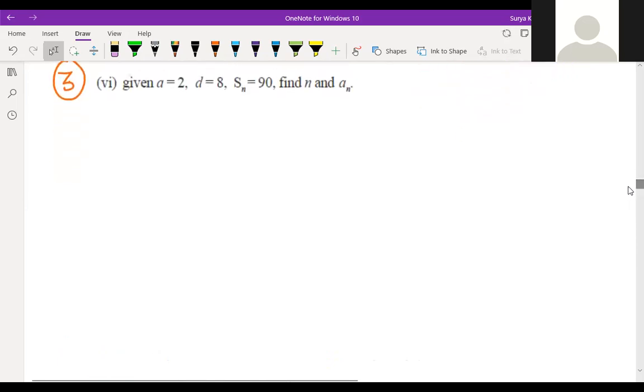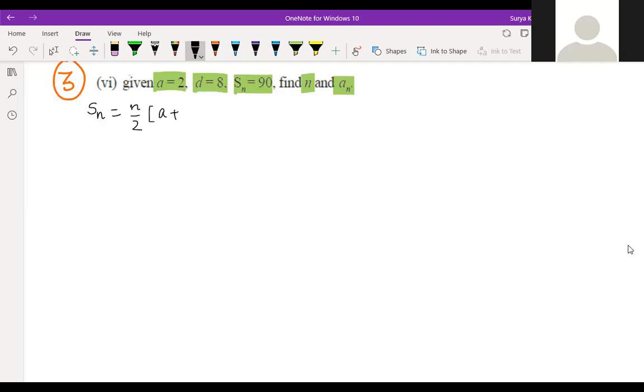Tell me, children, what to do first. A is given over here, difference is given, Sn is given over here, and you should find N and AN. So what to do? Put Sn equal to the formula of Sn and put the values of A and D. Then in place of Sn, Sn is equal to what should you write? N by 2 into A plus AN.